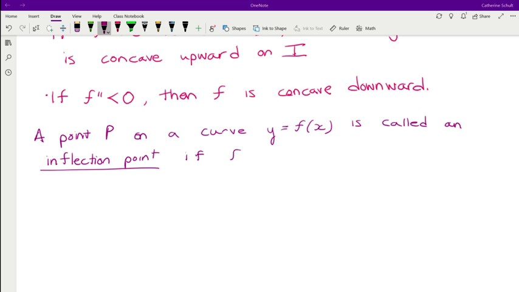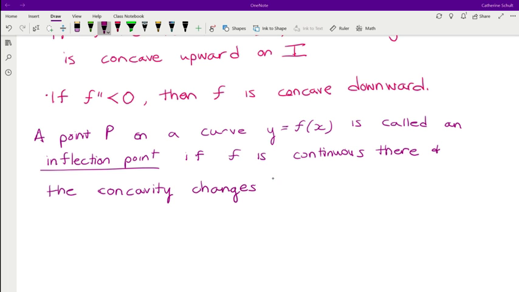if f, first of all, is continuous there, so no leaps or jumps or anything, and the concavity changes. And the concavity changes when f double prime has a sign change. So that's another way of saying that the double derivative of f has a sign change.